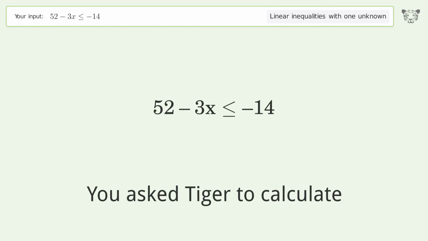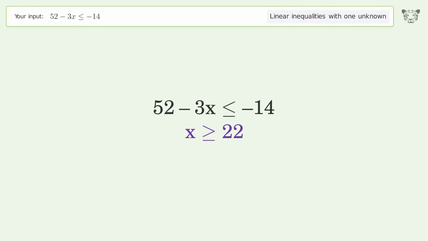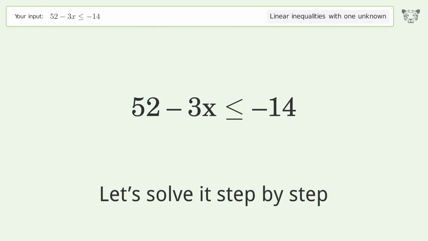You ask Tiger to calculate. This deals with linear inequalities with one unknown. The final result is x equal or greater than 22. Let's solve it step by step.